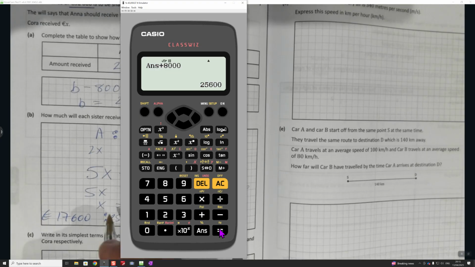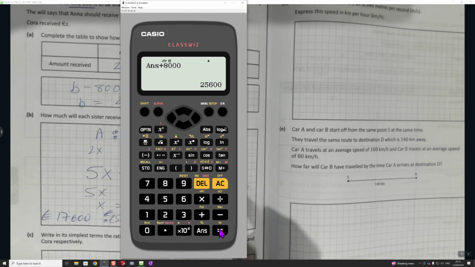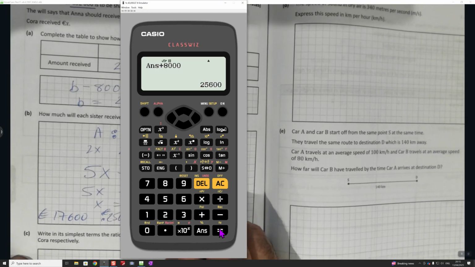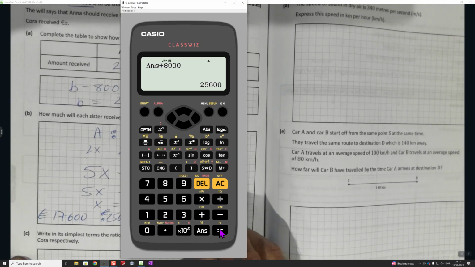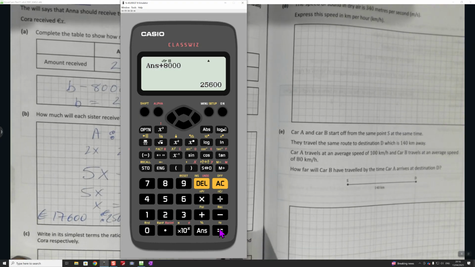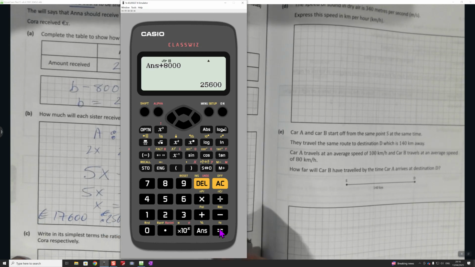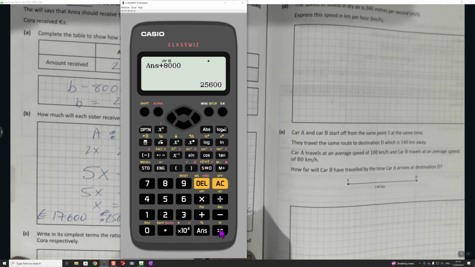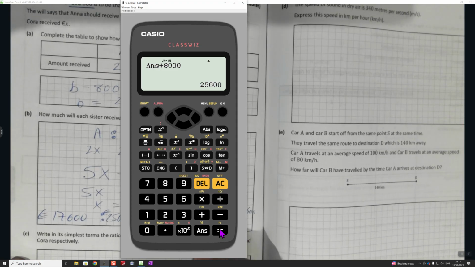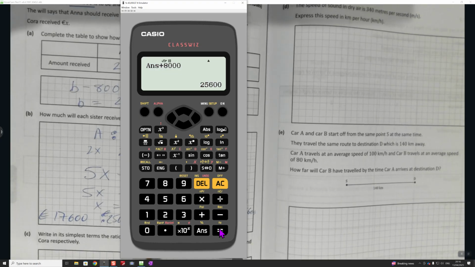Okay, so that should be acceptable to them. We might just put in the money values. You might want to just write them out, but it's almost like I'm repeating myself here now at this stage. So, Anna gets 17,600. Beatrice gets 25,600. And finally, Cora gets 8800 euro.